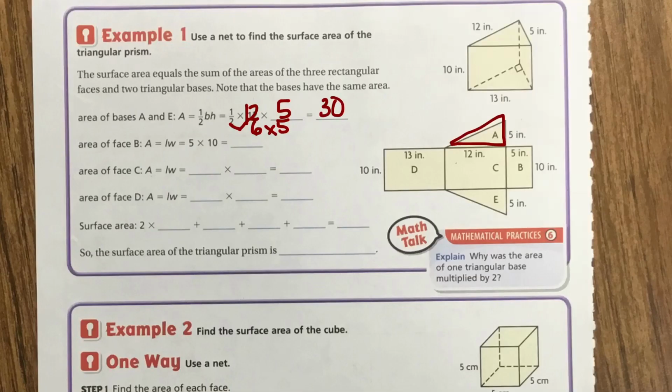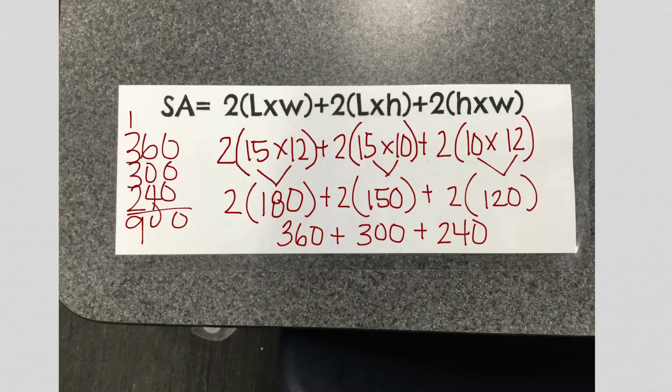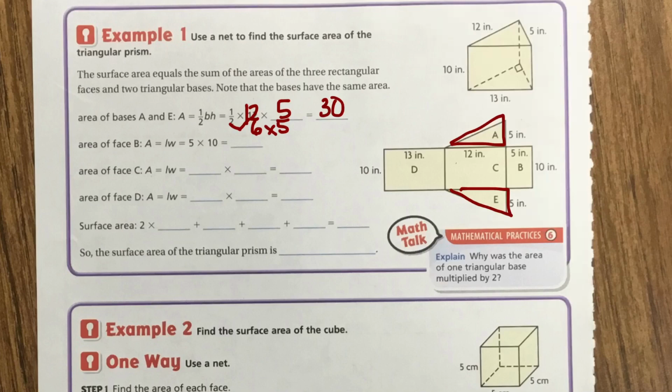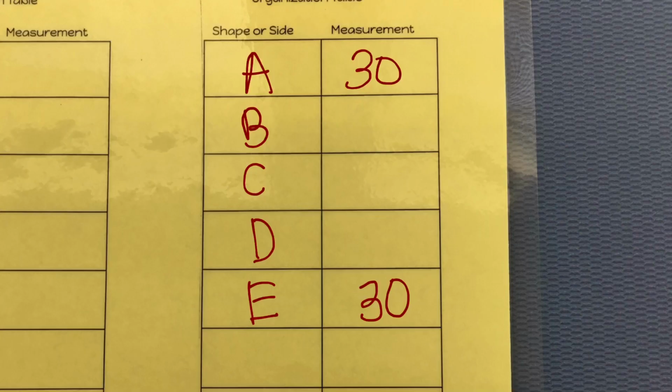All right, let's do the area of B. Yeah, A and E are the same, so I can do that too. That's 5 times 12, so I already know it. So I can go over to E and say this is also 30. All right, B. If I look at B, it is a rectangle. So what is my formula? Area equals base times height, or length times width. This is 5 times 10, which is 50. This one was B, so I'm going to go over to my B and put in 50.